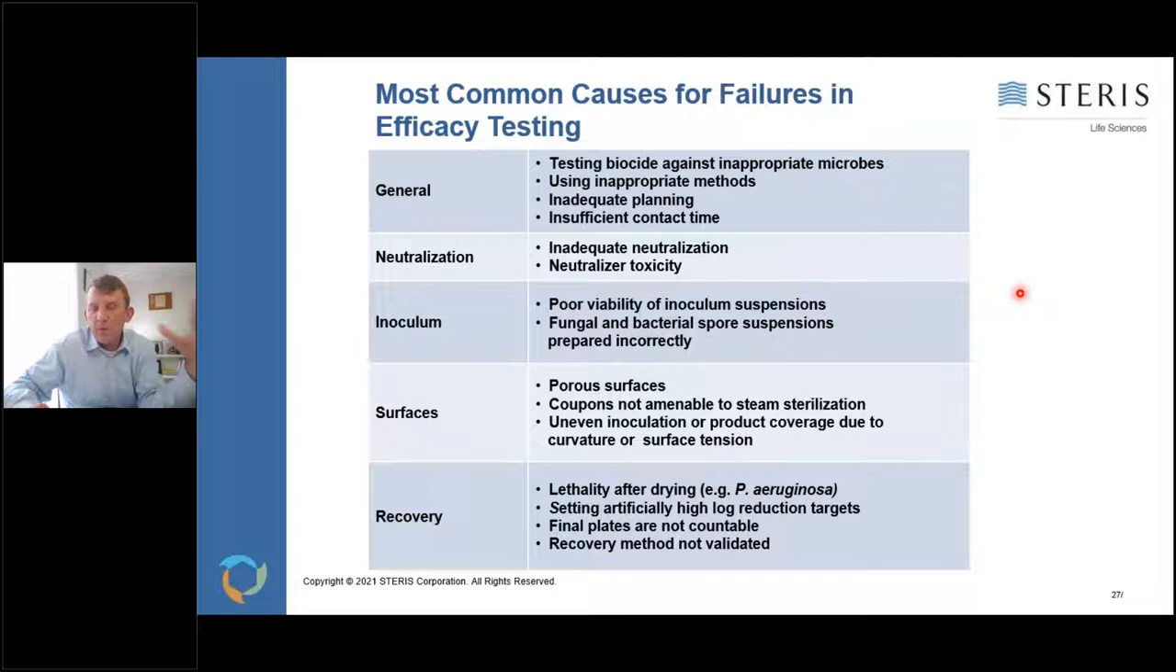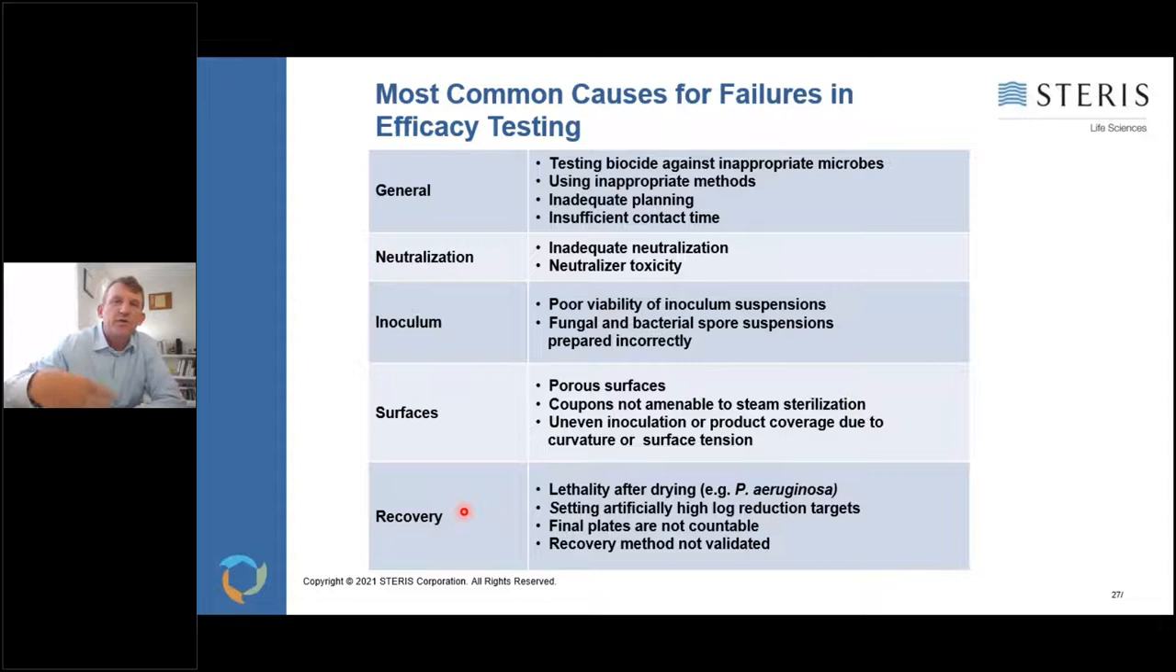So what I want to do is help avoid adverse data. How do we do this testing and avoid getting unexpected results that are going to necessitate expensive repeats or more time, more money, that sort of thing? What we've done is split them up into 5 general categories that can cause these adverse results or failures in your efficacy micro coupon studies. We have the general causes of failure, neutralization issues, which Jim alluded to earlier, inoculum problems, problems with the different surfaces, preparing the surface and testing different surfaces, and then recovery of the microorganism off of the surface.